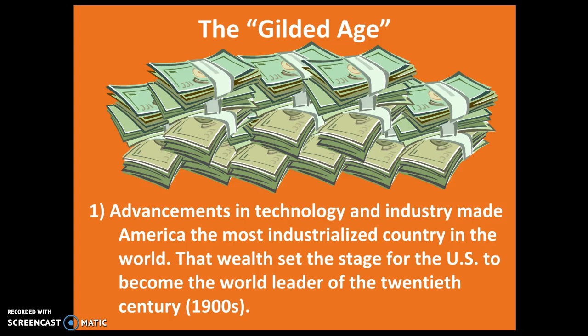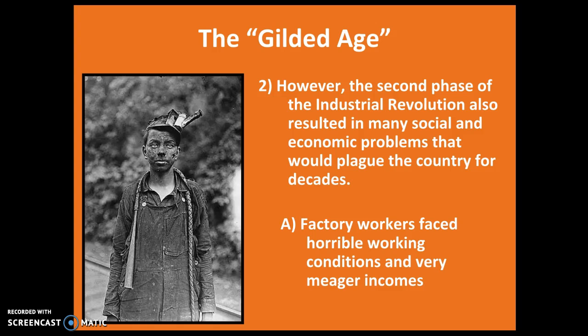There's always a positive and negative to every change that happens, it seems, in our history class so far. And the advancements that we are going to make in technology and industry is going to make us not only the most industrialized country in the world, but it's going to make us the wealthiest country in the world. It's really going to allow us to become a world leader, but it comes at a pretty intense cost. It comes as the result of a lot of social problems, a lot of economic issues that we're going to have to deal with over the next few decades and into the early 1900s.